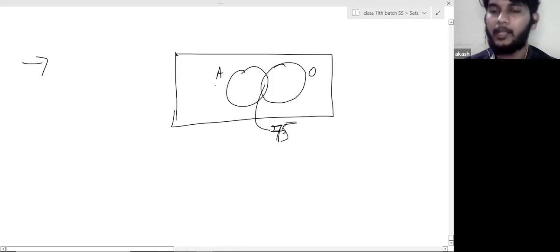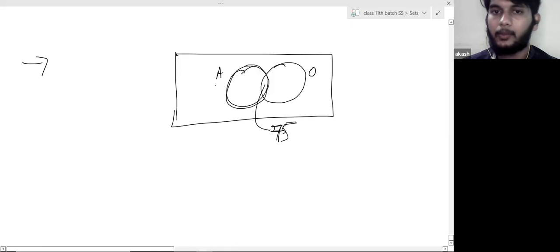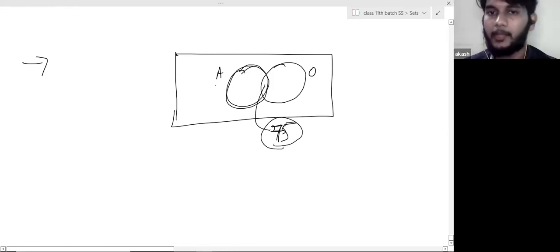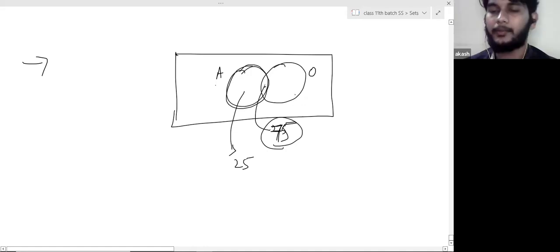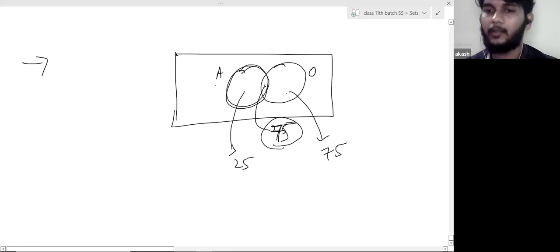All right. Now, how many were taking apple? 100. So this circle A should contain a total of 100 people, right? 75 we have already mentioned because this part is in A also. So how many remain in this? 25. And how many take orange? 150. So how many remain on this part? 75. Is this clear now, what I was saying?